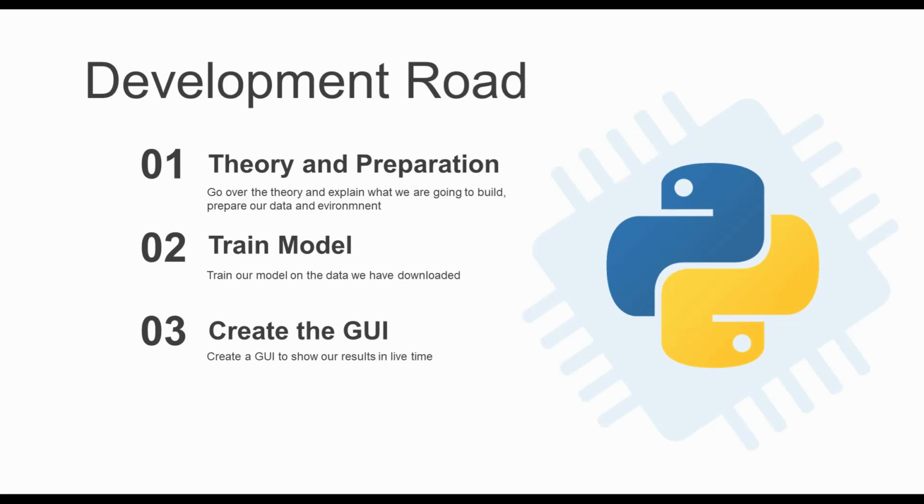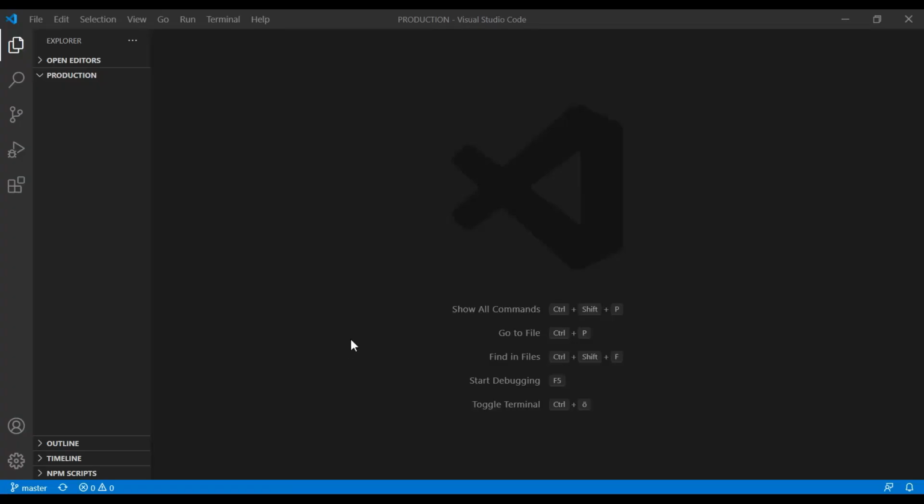Then we are going to create the GUI. We are going to create a Python GUI using tkinter. We are going, as you have already seen, to live stream the video and our predictions, and also our avatar to our application. So if you're interested, let's get into coding.